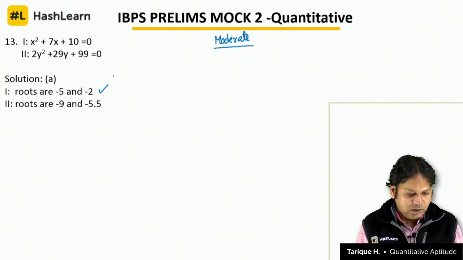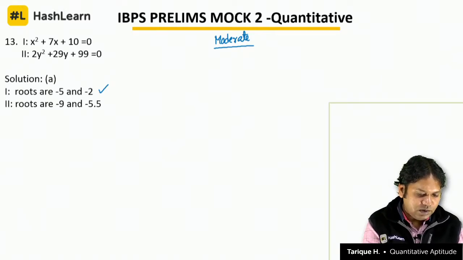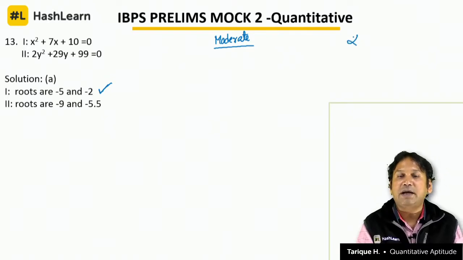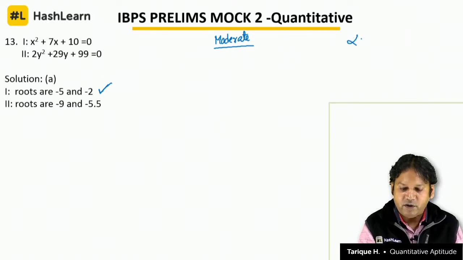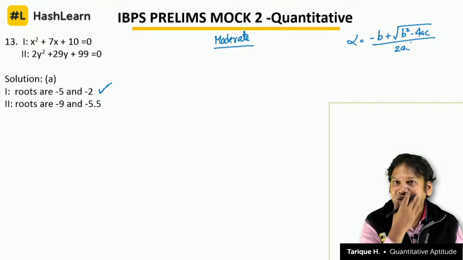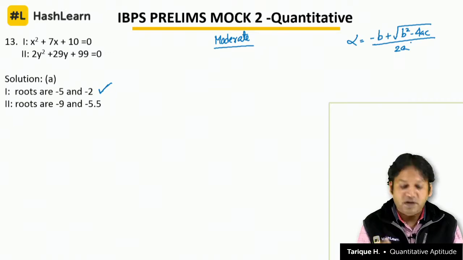Okay. So in such situations what you could do is, if you are finding it difficult to factorize, use the formula method. Instead of wasting time thinking about how to factorize, use the formula method. So alpha is equal to minus b plus under root b square minus 4ac by 2a. This would be a better case in some questions where it is difficult for you to factorize.